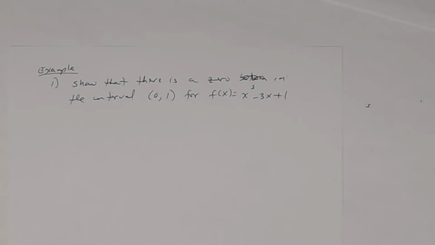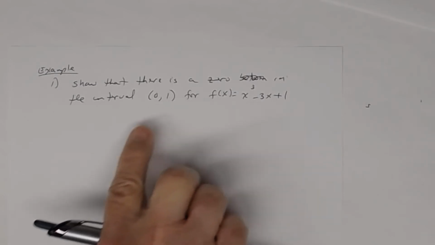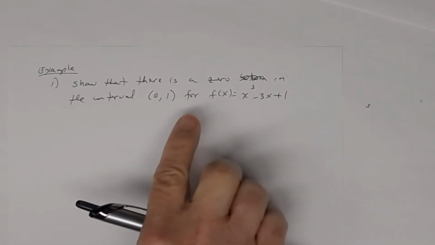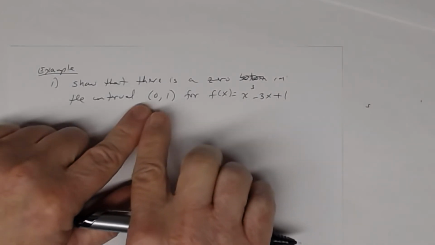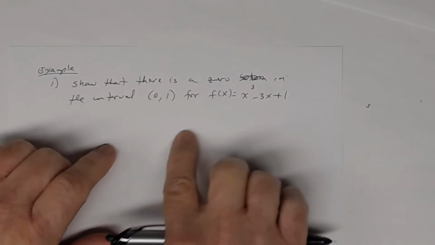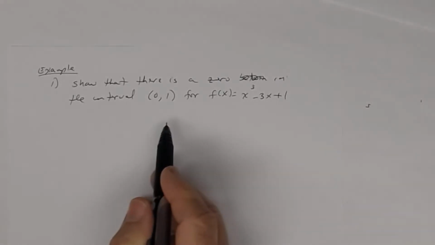Show that there is a 0 in the interval 0 to 1 for this function. All right, so in the interval 0 to 1, you want to show that there's a 0 here. So you want to show that when x is 0 and when x is 1, the graph's going to cross the x-axis, because that's what we mean by a 0, the x-intercept. And so we're going to use the intermediate value theorem. So let's use the intermediate value theorem.